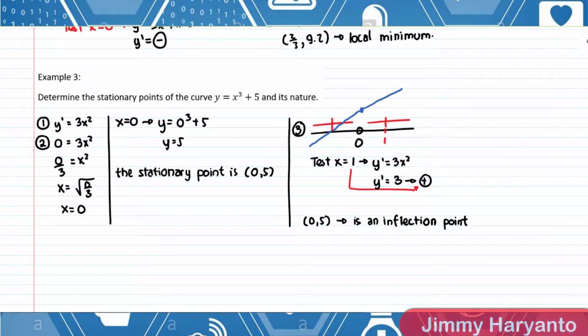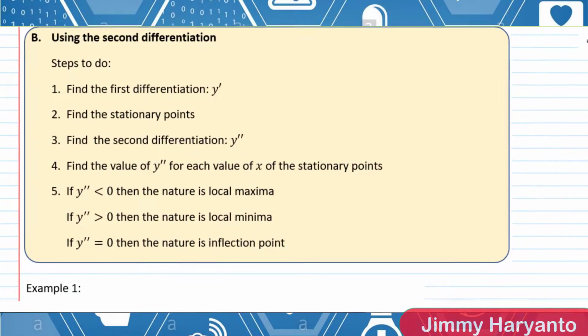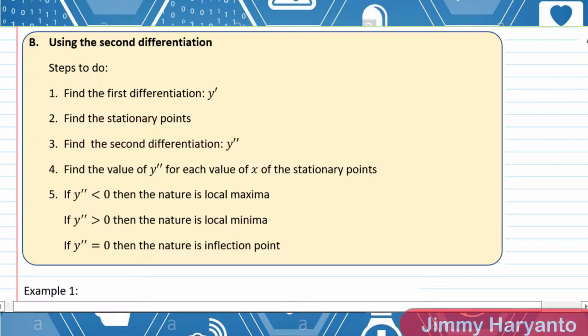Okay, next is the second method. The second method is using the second differentiation. Steps to do from number 1 until 3. From step number 1 and 2, I think it's the same. For number 3, find the second differentiation. For number 4, find the value of y double accent, or maybe you can say find the value of the second differentiation for each value of x that you already got in step number 2.